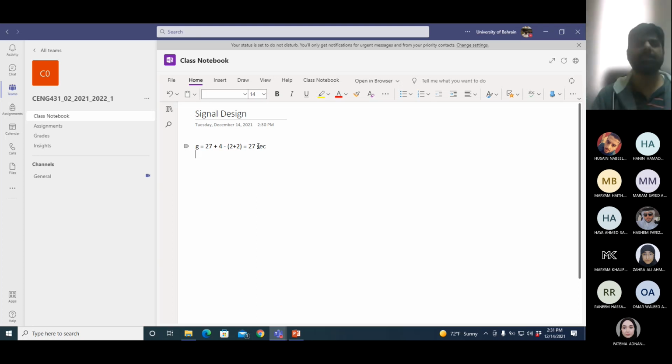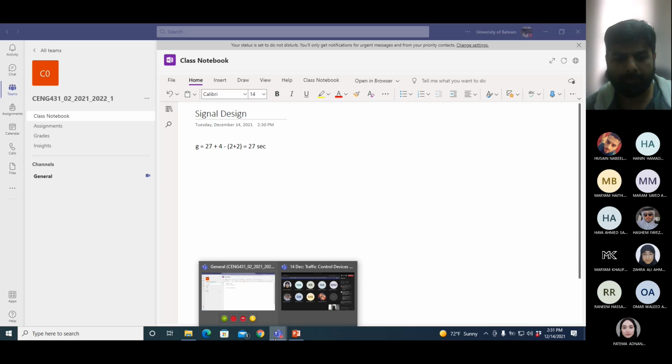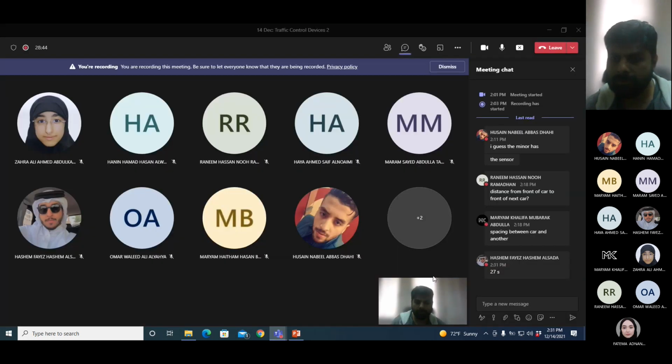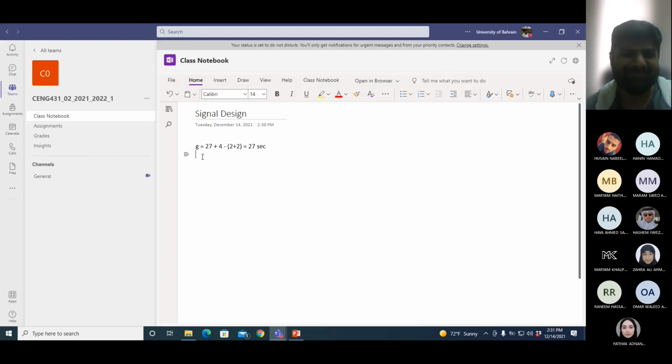Now this is effective green time for this phase in one cycle. Okay, you have any question? Yeah, simple calculation, right? Okay, now I want to calculate for the first approach for solving this problem.